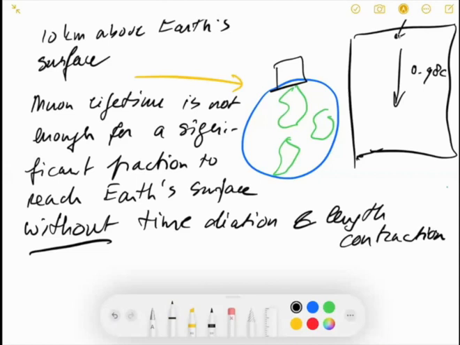So both points of view are equally valid, and both equally describe that you will find muons on the surface of the Earth, consistent with the scatter rate and the incoming amount of radiation. And without time dilation, this would not work.